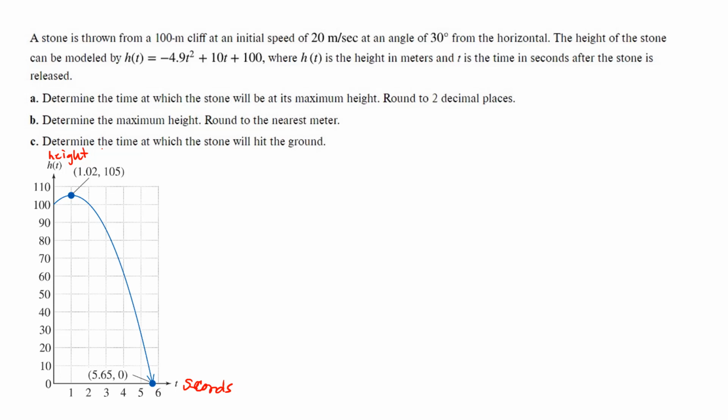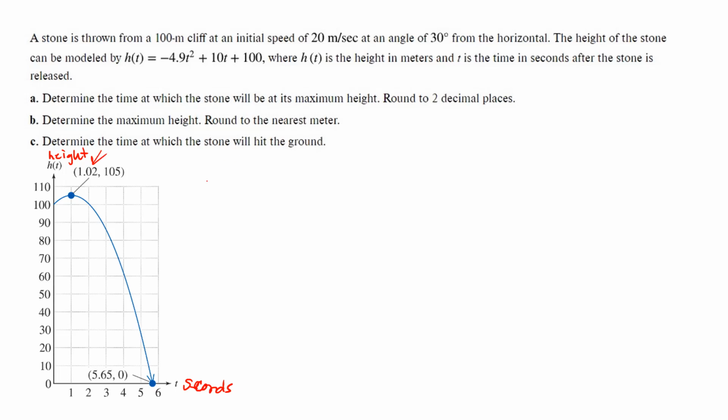So at about 1 second, you can see from the graph that it is at 105 meters above the ground. And then as it falls, you can see the seconds, how it's going. At 3 seconds, it's about 85 meters, and so on. So we're going to use what we know about parabolas and the vertex and all that to determine some things here. So part A says determine the time at which the stone will be at its maximum height. And you can see from the picture, the vertex is at 1.02, 105. And so the time at which it gets to its maximum height is about 1 second.